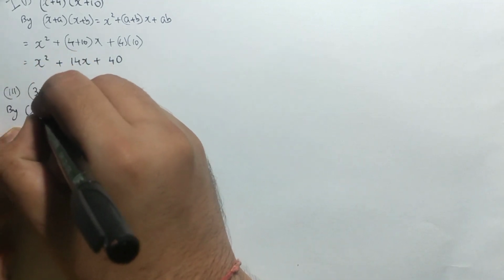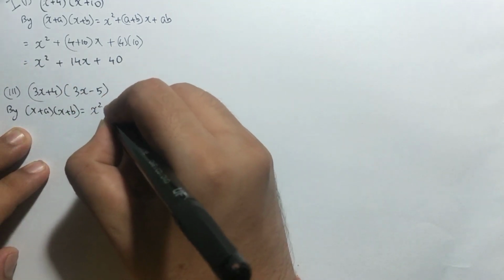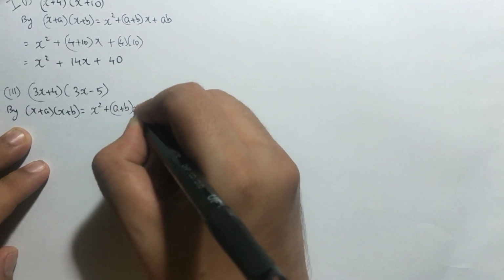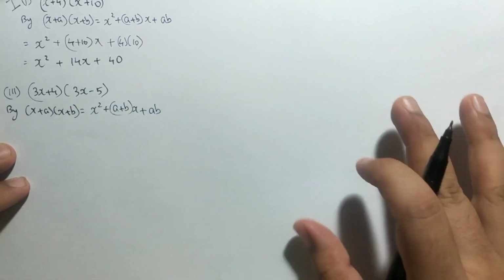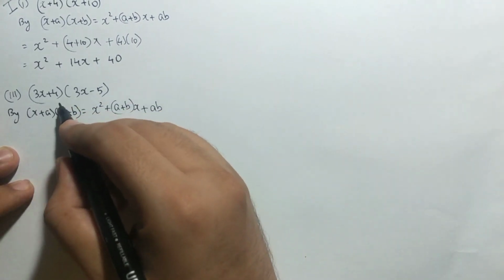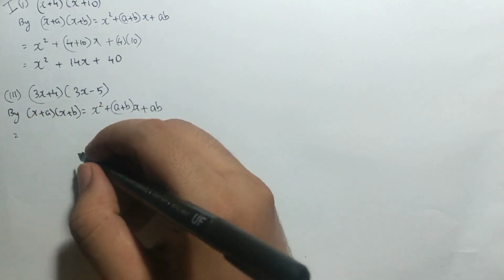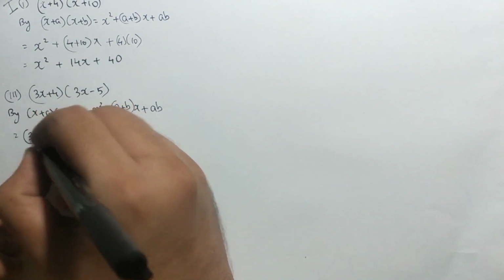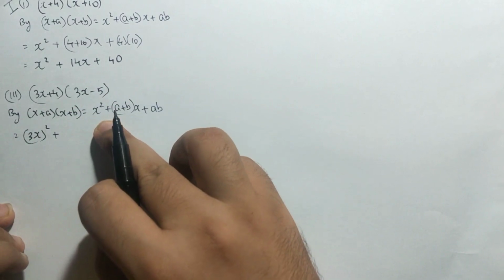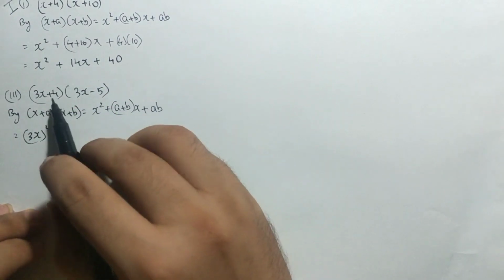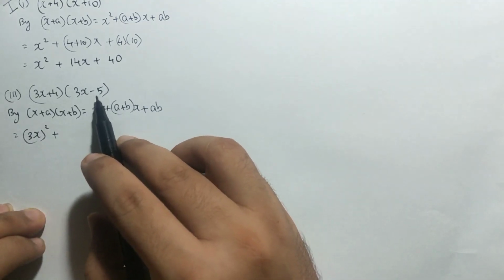By x plus a multiplied by x plus b, we have x square plus (a plus b) x plus ab. This is our identity. Now multiplying, see, the first term is 3x. So my answer contains the square of the first term, that is 3x the whole square, plus, there is a plus sign in the identity, a plus b. What is a and b? The second terms of both the brackets. But here b is negative, that is minus 5.